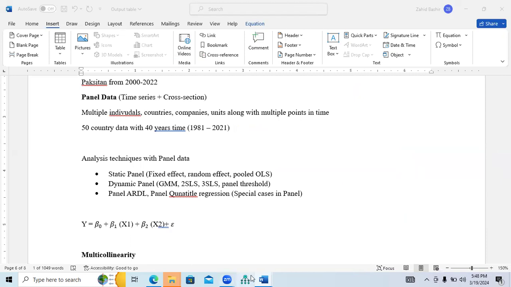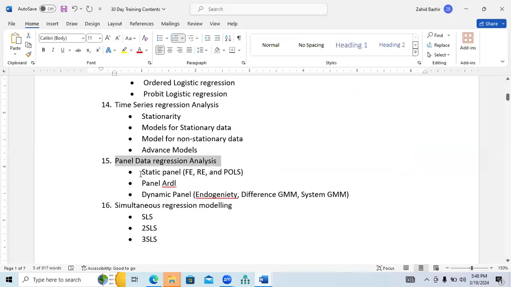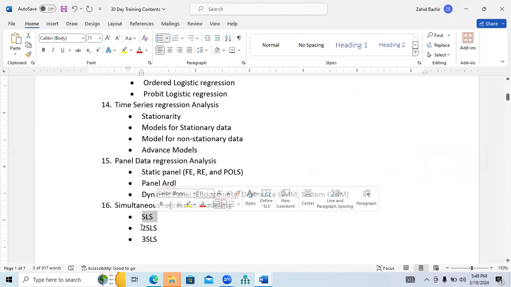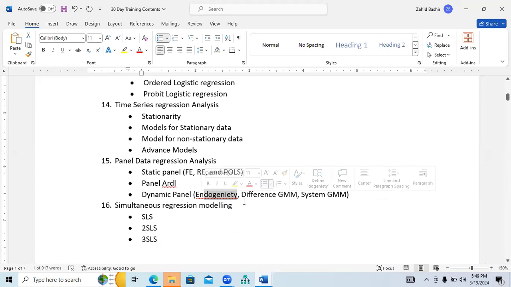We may have certain techniques, like I have shown in my contents. We can use the SLS technique, we can use the 2SLS, 3SLS, but most of the researchers use the GMM technique, like difference GMM, system GMM, to control for endogeneity. So we have a number of options, but preferably most of the researchers use system GMM and difference GMM. And when we use a GMM technique, we always use a lag value of the dependent variable as our IV, no?